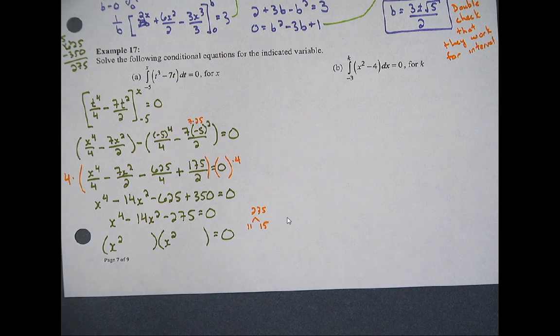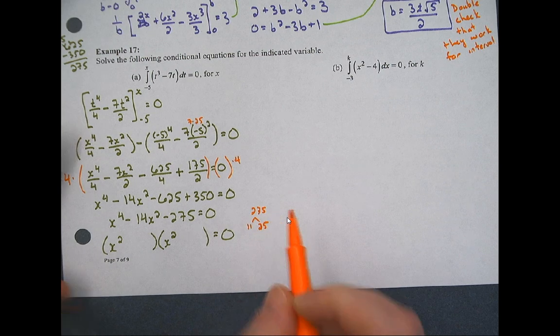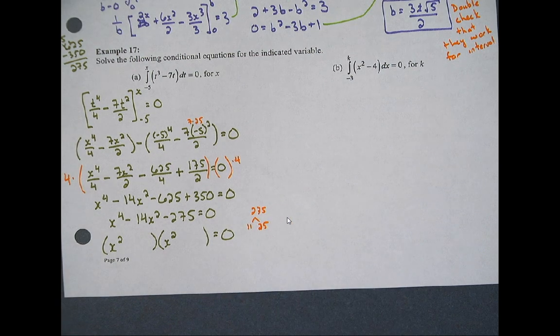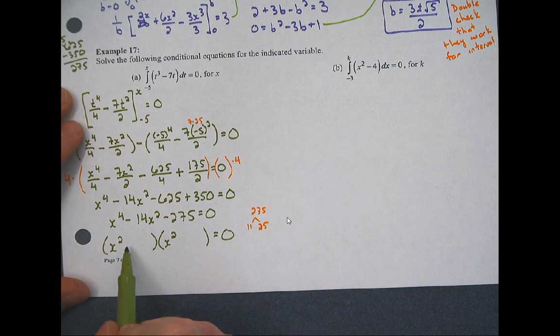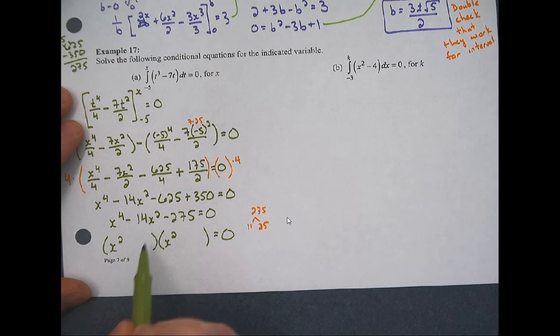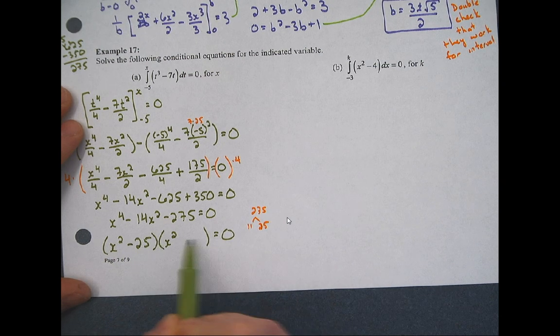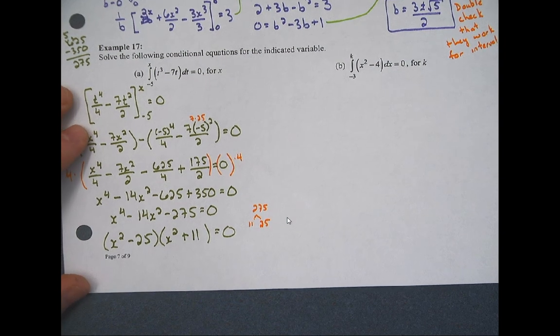My bad, 11 and 25. Let's try that. That's better. 11 and 25. So then I'm going to have as my factors... I need negative 14, so I need the 25 to be negative and the 11 to be positive.